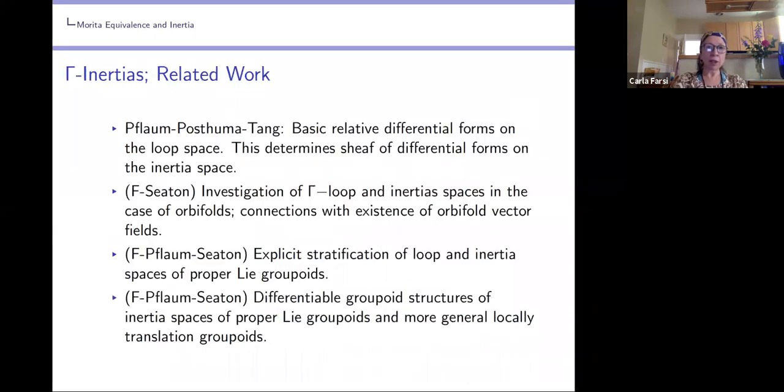So let me cite some related work, starting by citing Flaum, Posthuma, and Tang. They did some basic relative differential forms on the loop space, but as far as I know, maybe Tang can confirm this later, they didn't do any Euler characteristics, but they did certainly consider relative differential forms there. And this construction determined a sheaf of differential forms on the inertia space.